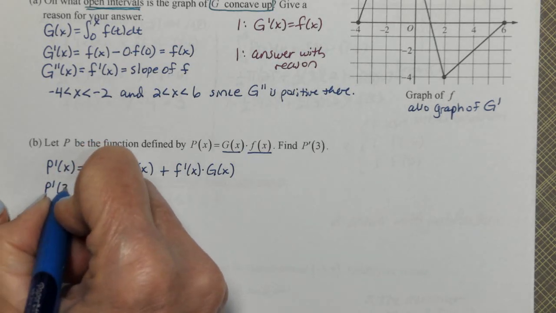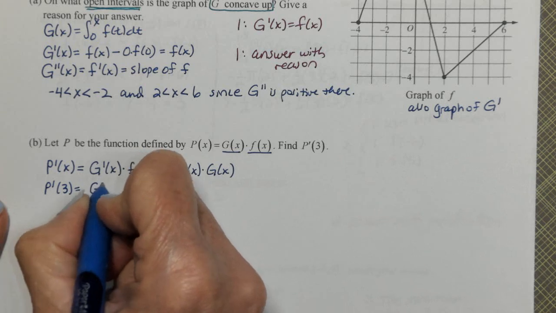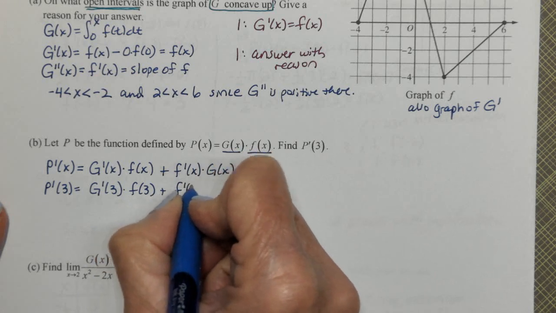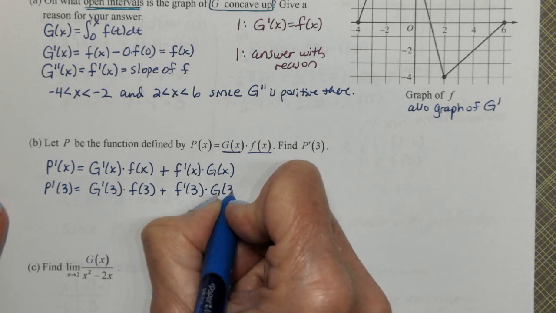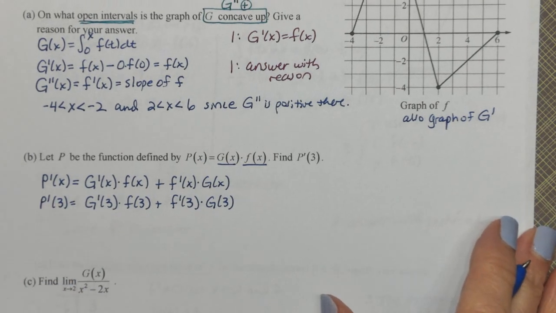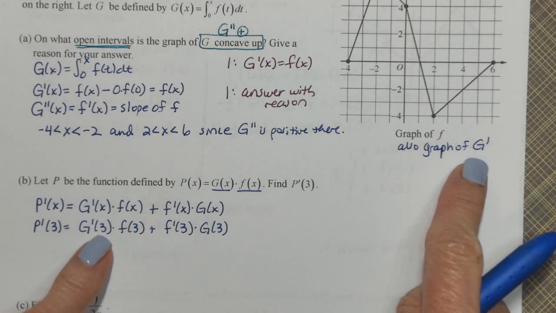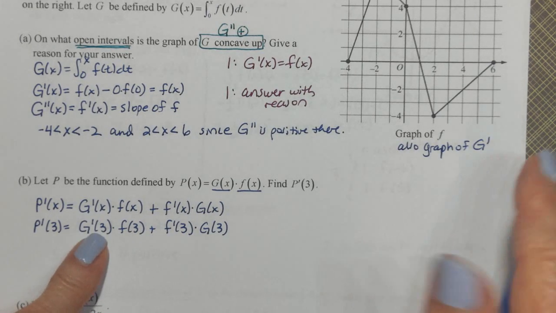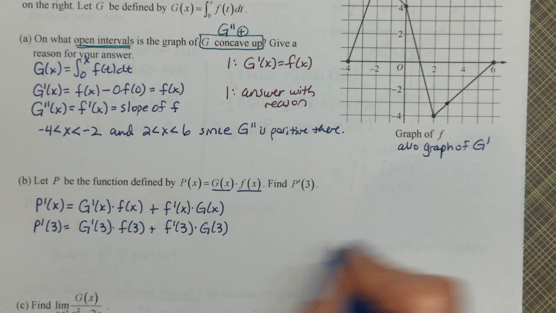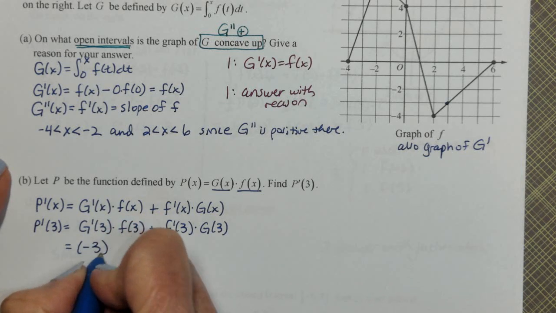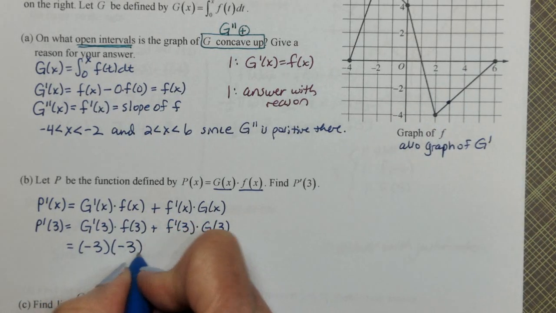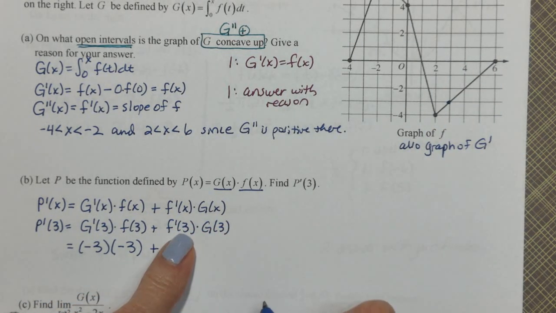Plug in 3 for x. I need g prime of 3 times f of 3 plus f prime of 3 times g of 3. G prime of 3: since g prime is f, this is f of 3. I go to 3, and f of 3 is negative 3. So this is negative 3 times f of 3, which is still negative 3, plus f prime of 3.